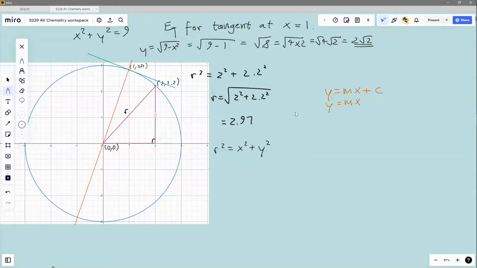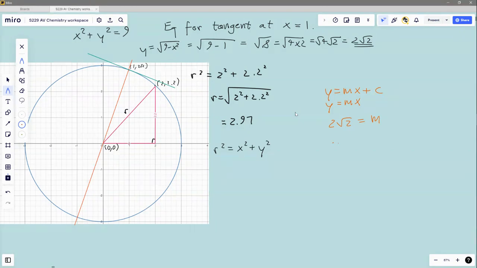We're not going to use this coordinate because it's going to be useless to help us with that, because it's going to have 0 is equal to 0 times m. Obviously that's going to be the case. It's not going to help us to work out what m is. We're going to use this coordinate. So we've got y, which is 2 root 2, and that's going to be equal to m times 1, which is just m. So we already have the gradient. We got the m value.